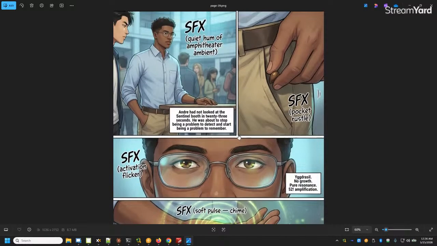That makes sense. Okay, Andre had not looked at the Sentinel booth in 23 seconds. He was about to stop being a problem to detect and start being a problem to remember. What? Oh, that's a bar.